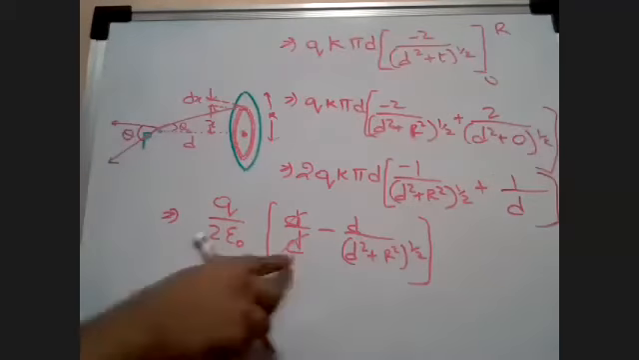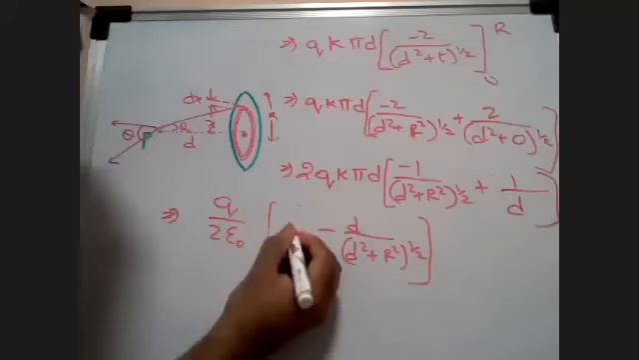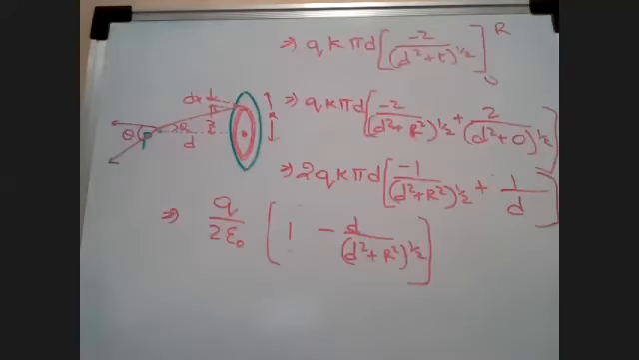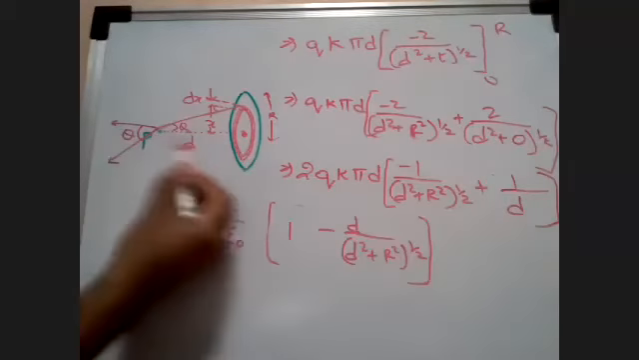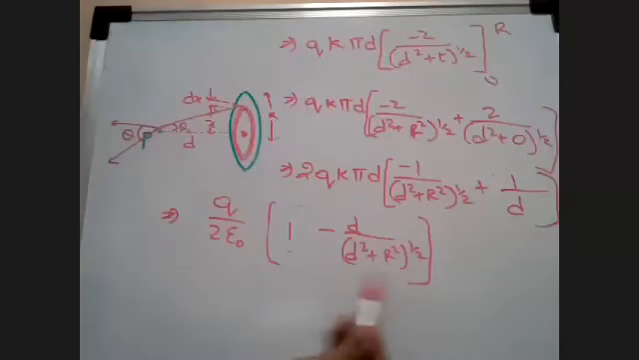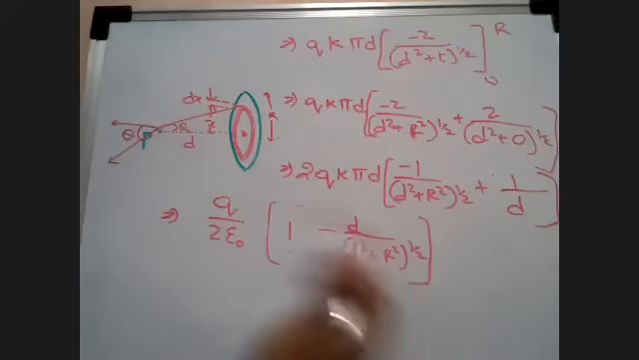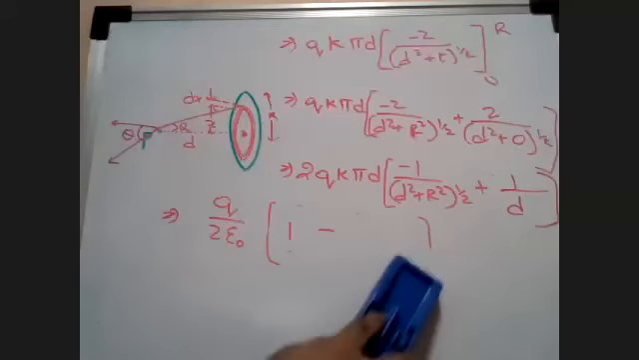So now you tell me, d upon d becomes what? 1, right? So now, what is d upon d square plus r square raised to half? Look at this. What is d? This. And what is d upon the square root? Cos theta. Yeah, so what are you going to get in this place? Cos theta. So 1 minus cos theta.